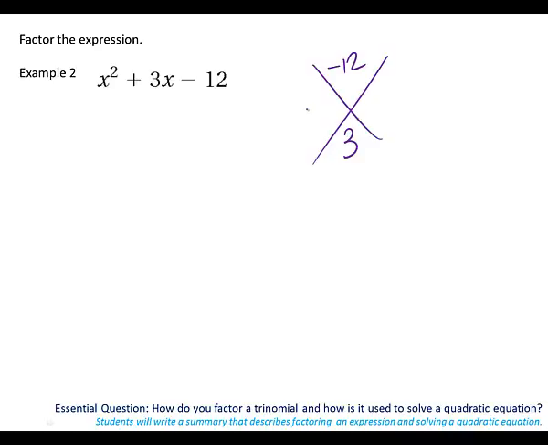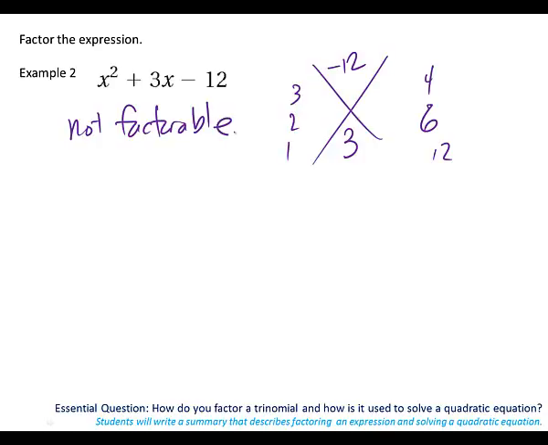Nothing? It's 3, 4, or 2. Okay, so our choices are 3 and 4. Okay, 2 and 6. Is there another choice? 1 and 12. Don't neglect that 1 and 12 one. That one comes up quite a bit, actually. Are any of those going to get us a 3 with a positive or negative in any way, shape, or form? No.